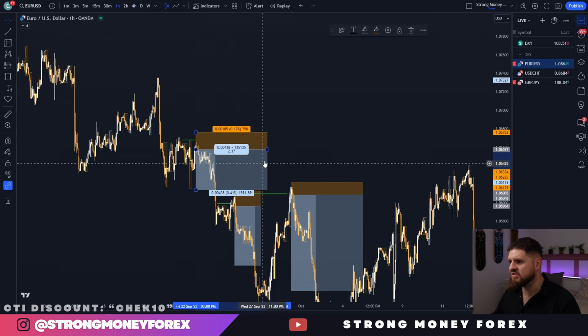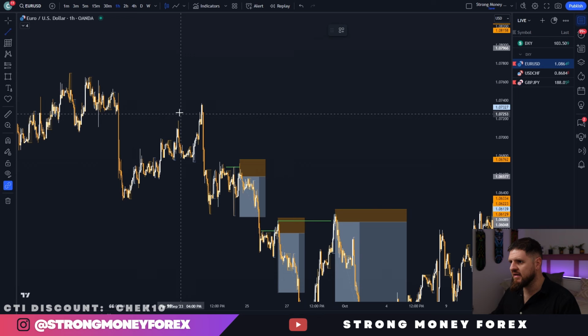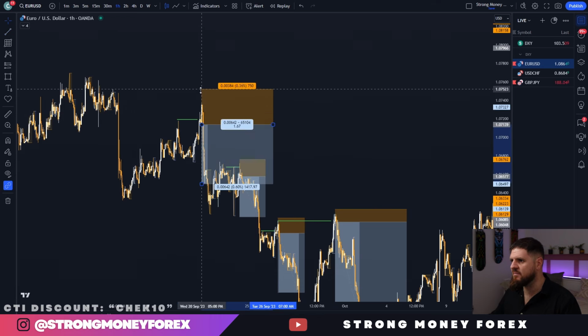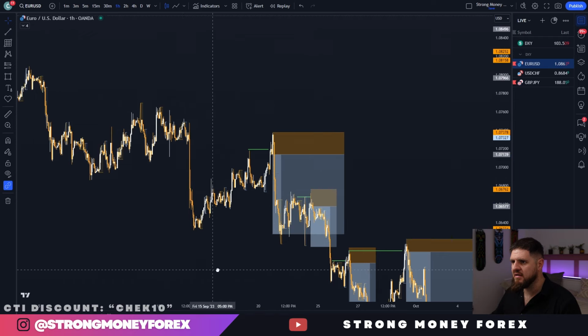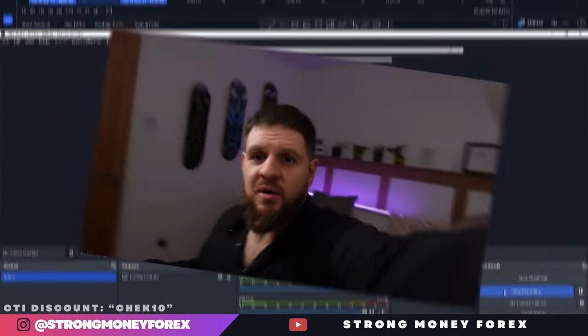This in itself is a strategy. You don't need to do much more than this. If you can trade like this consistently, and you can see these liquidity sweeps, and you can enter off the back of them over and over and over again, you can see here, you can get yourself into some really, really profitable trades.